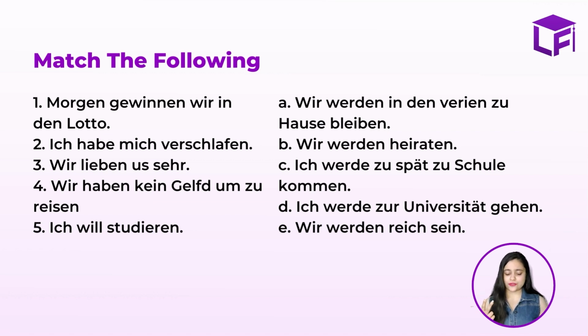Third one says, ich werde so spät zur Schule kommen. This means I will be coming late to the school. Next, the fourth one says, ich werde zur Universität gehen. This means I will be going to the university. And the last or the fifth one says, wir werden reich sein. This means we will be extremely rich.